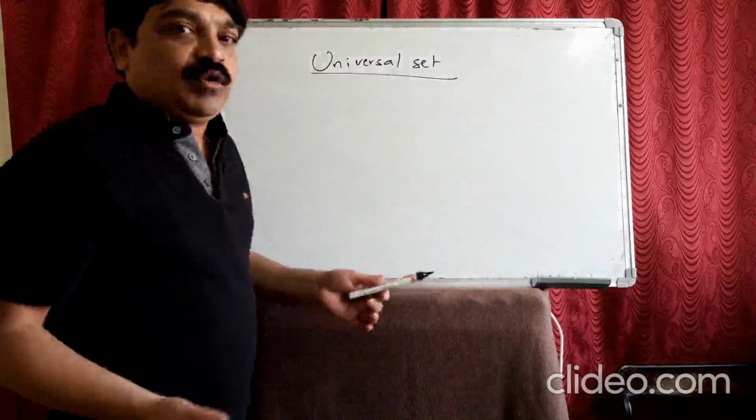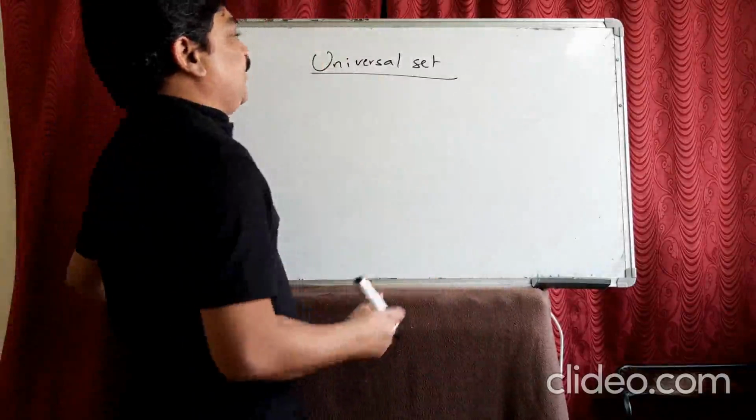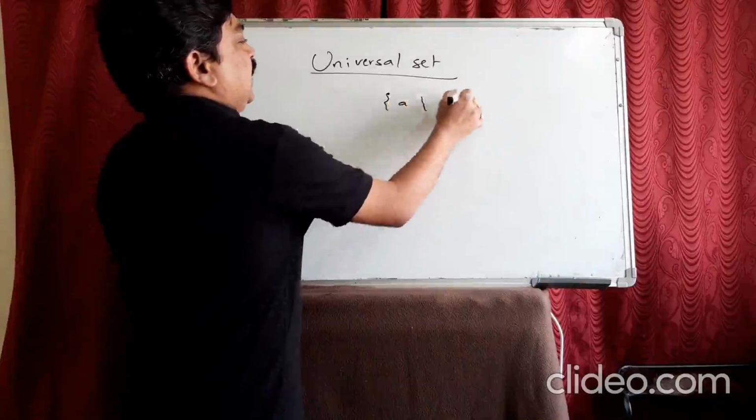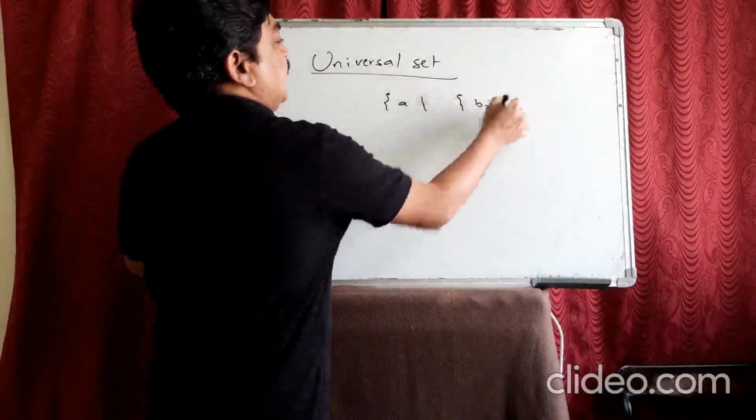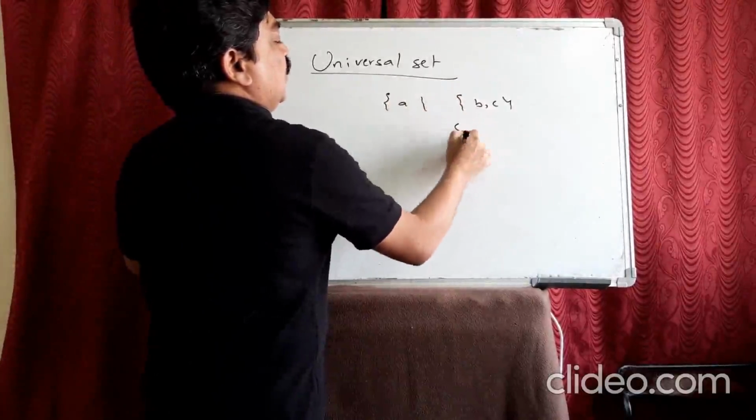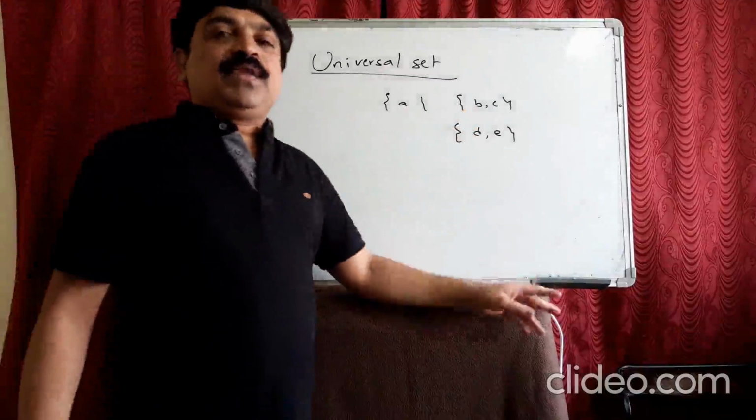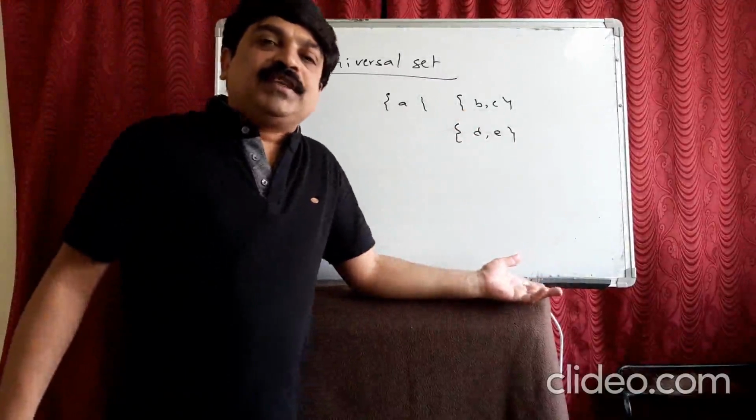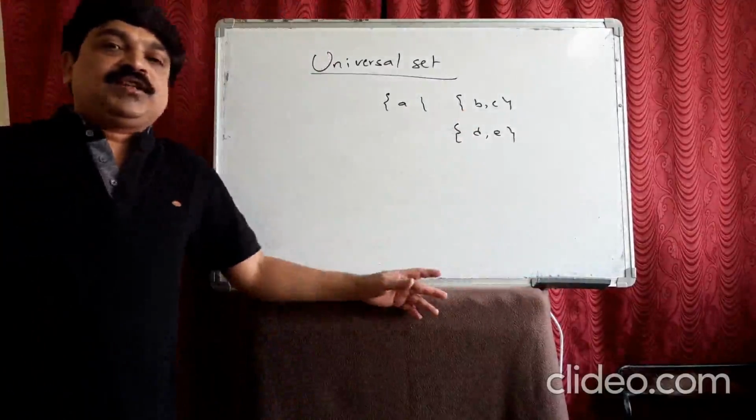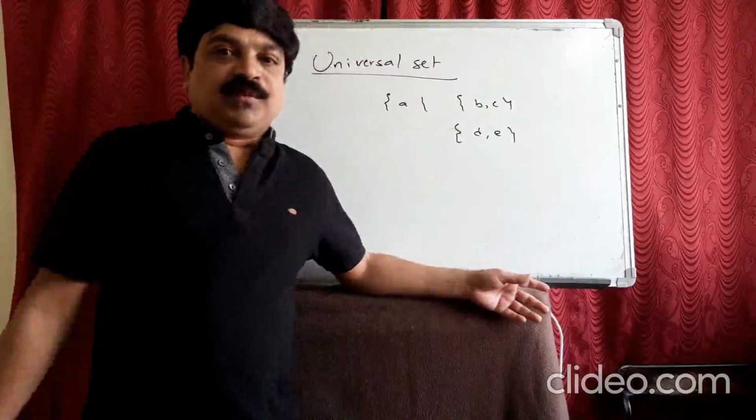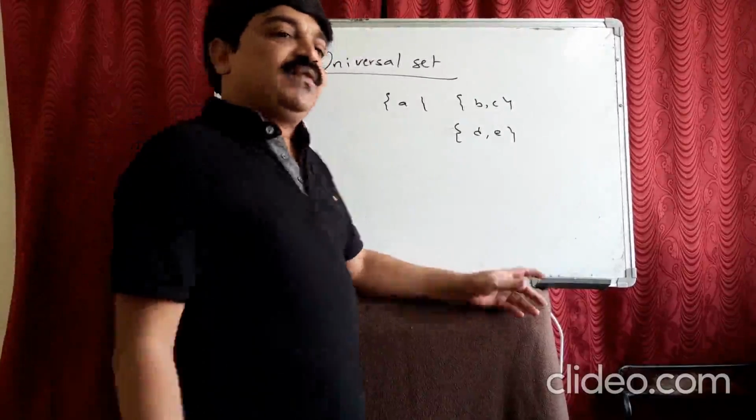So if we do some problems, you can understand. Suppose I take the elements like A, B, C, D, E. So what can be the universal set for these sets? Alphabets. The set of alphabets is the universal set, because I have taken letters. Suppose you write the sets with numbers, the universal set will be the set of real numbers. Understand? That is the definition of universal set.